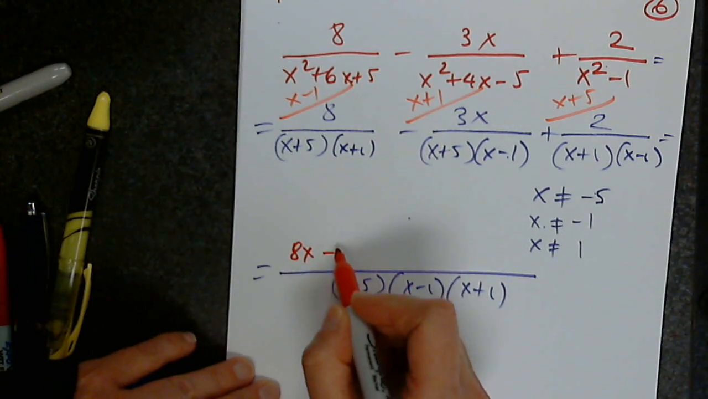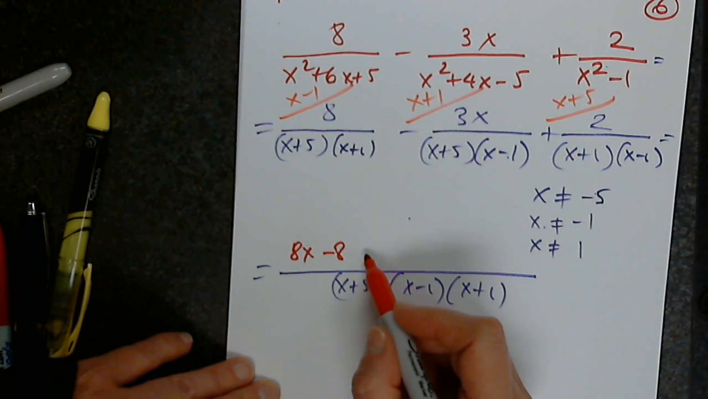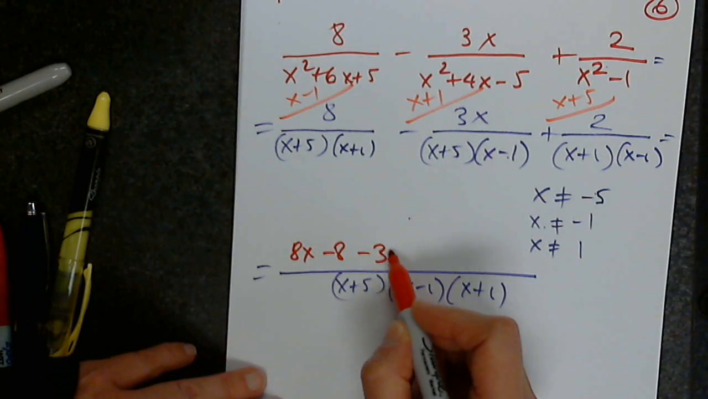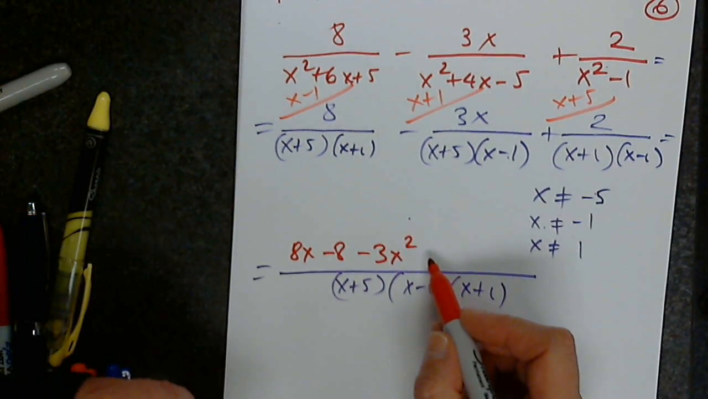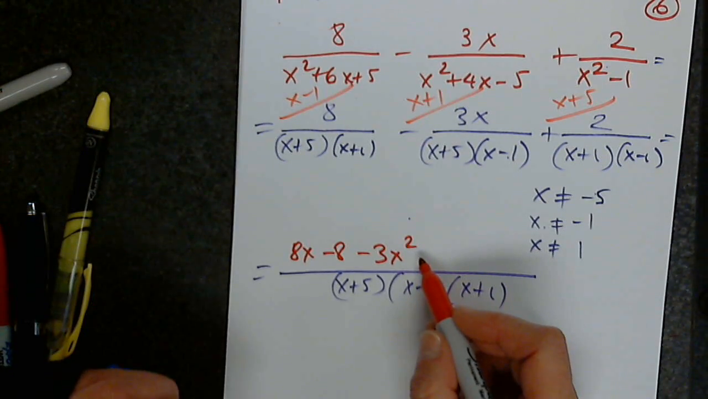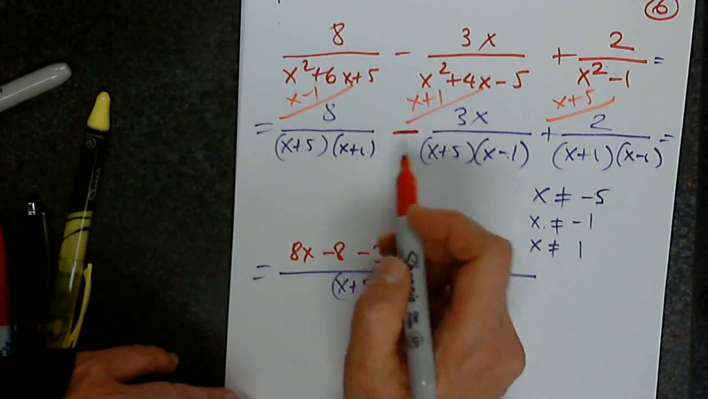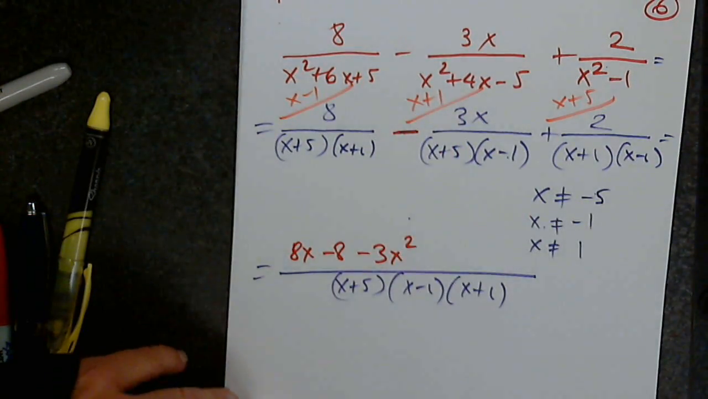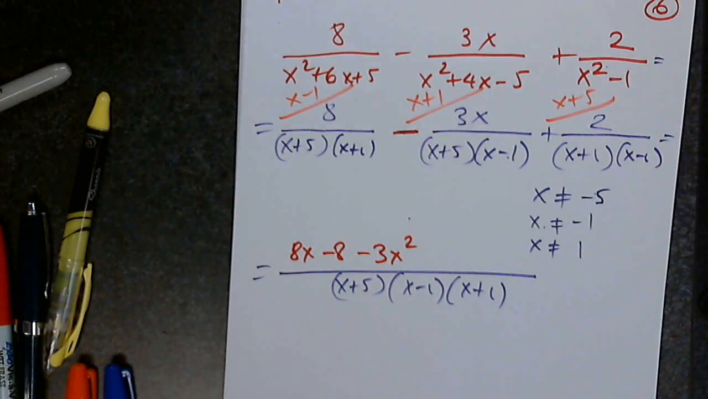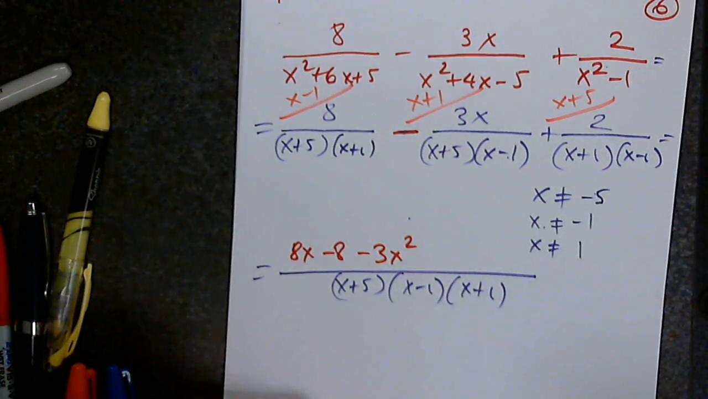8x minus 8. Perfect. Plus 3x squared. Careful. Oh, minus 3x squared. Then plus 3x, careful. Minus 3. Yes, the minus in front of a fraction gets distributed to all terms that come to the top. Not the next fraction, but all of those at the top of that fraction.